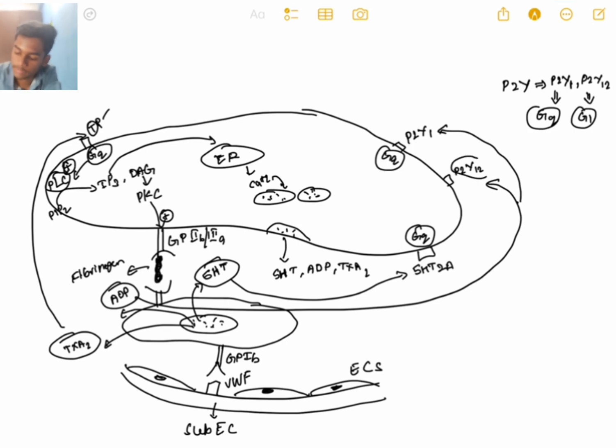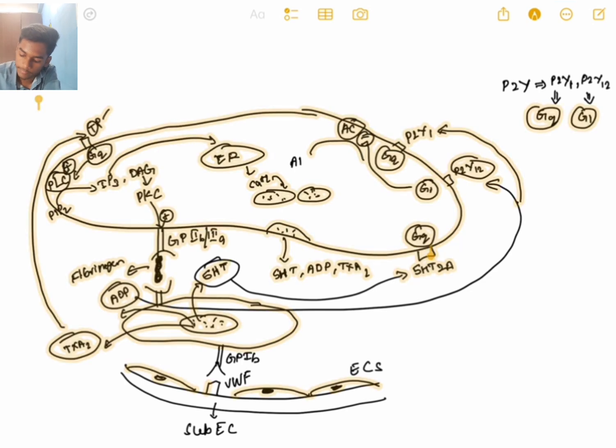Now what is the role of this P2Y12 receptor? It is GI. What will it do? It will inhibit adenyl cyclase. Adenyl cyclase, what does it do? It converts ATP into cyclic AMP, then into protein kinase A. What will this protein kinase A do? It will convert VASP into VASP phosphorylated form.